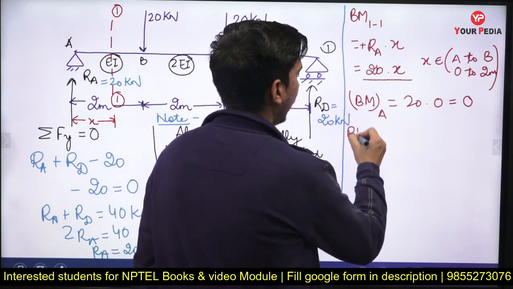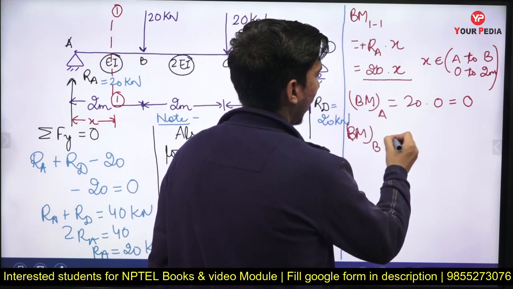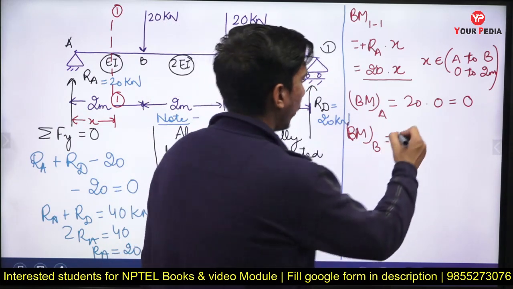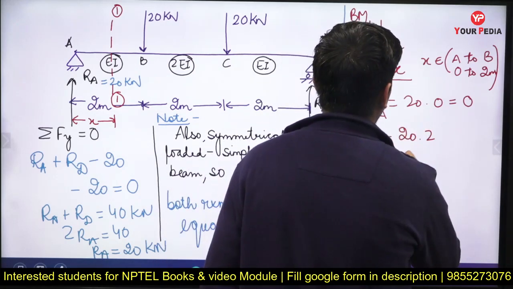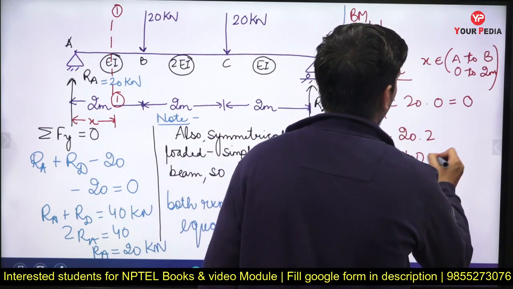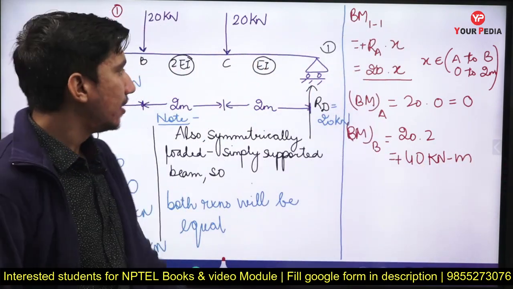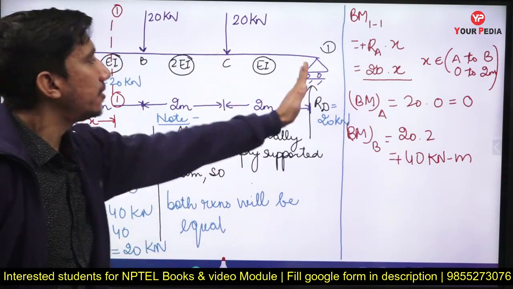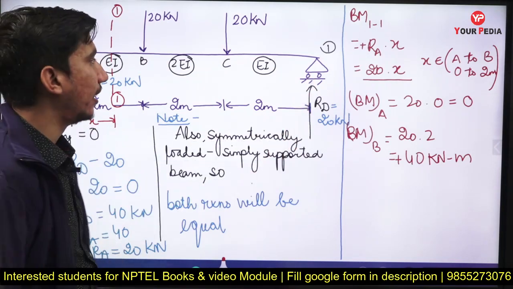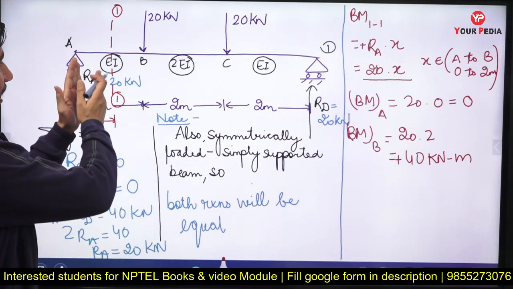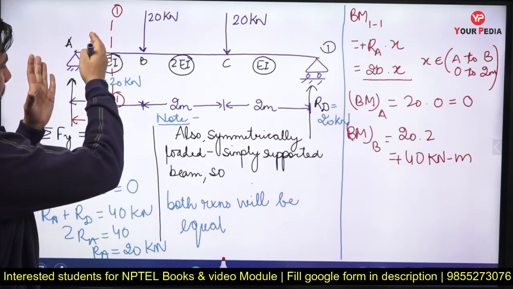And we can also find the bending moment at point B where x is equal to 2 meters. So I can write 20 into 2. So at point B, the bending moment will be positive 40 kilonewton meter. Similarly, I can find in this particular span, in CD span. Now I have taken the section.